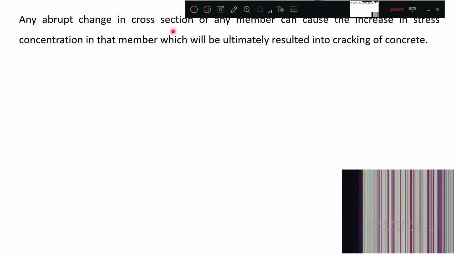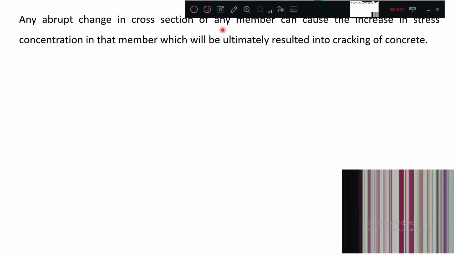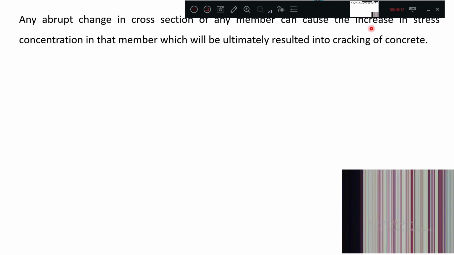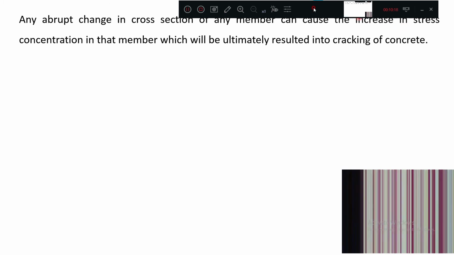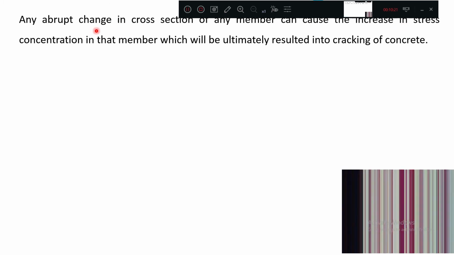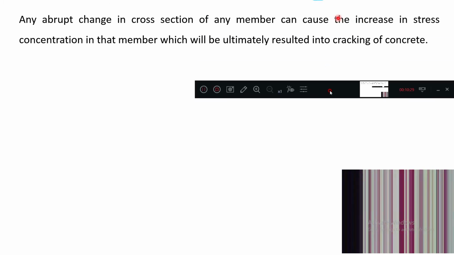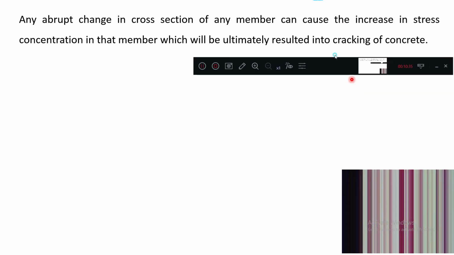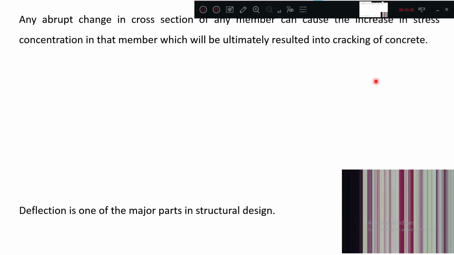Next, an abrupt change in the cross section. Wherever cross sections are reduced, maybe a column is 400 by 400 at the basement level and 250 by 250 at the third floor, at that intersection there will be a sudden increase in stress concentration. Do you understand this part? Wherever the cross section changes abruptly, stresses increase, the concentration of stresses will be more, and ultimately it will lead to cracking of the concrete.